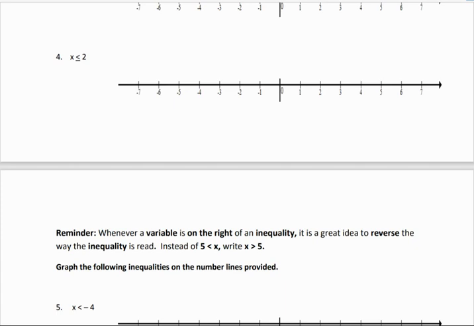All right, so let's see here. So for number 4, what type of circle did you have? Open or closed? Let's hear from somebody at home. For number 4, open or closed circle on number 4? Closed. Good, guys. So closed on number 2, right? Because it's saying x is less than or equal to 2. So it's closed. And if I'm less than, those are values that are smaller. So I'm going to go to the left.